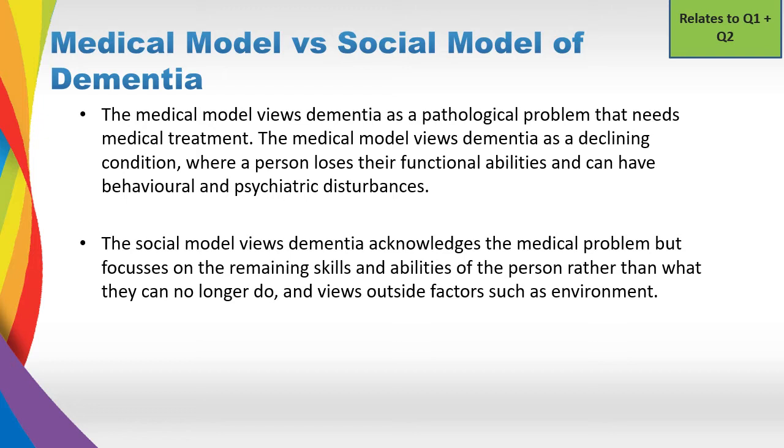Whereas the social model, it looks at dementia and it acknowledges that there is a medical problem in the person's brain, but instead of focusing on what they can't do, instead we're going to focus on the remaining skills and abilities of that person so that they're able to live a more independent life. And it also looks at the outside factors such as the environment, as we looked at there, the bus timetable.